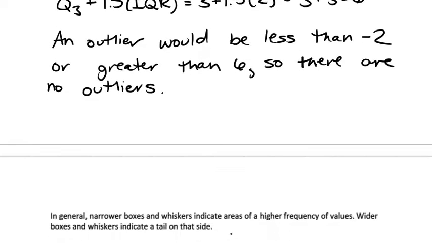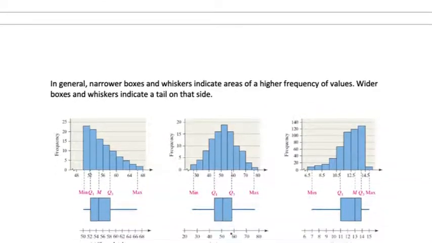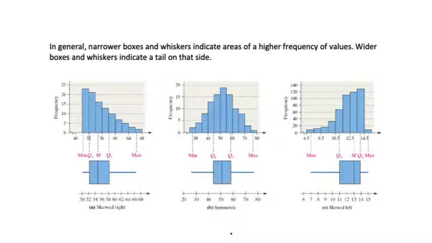The last thing we're going to look at in this section is relating the box plot of a data set to the histogram. So if you have narrower boxes on a histogram, that indicates an area where the bars are very high or the frequency is high. Wider boxes and whiskers indicate a tail on that side.